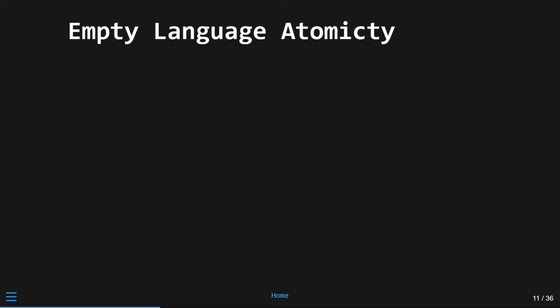Next one, empty language atomicity. We have to return false no matter what. Very easy. How do we return true? With an accept state. So we simply set our accept states to the null set. With no accept states. So there will be no accept state. That's all. It does not matter what you do other than that. I'm going to show you the minimal example, but any automata where F is the null set is returning false.